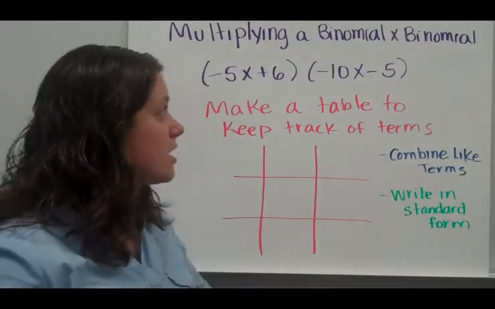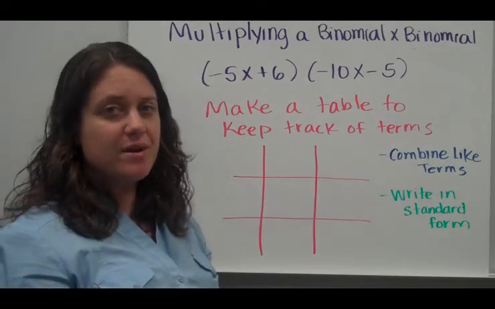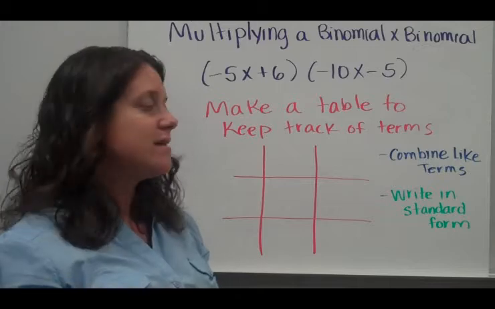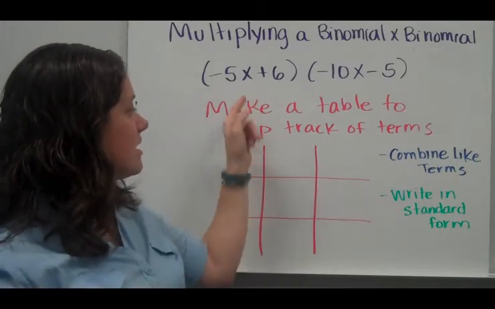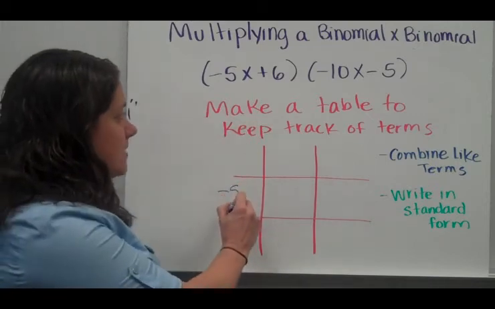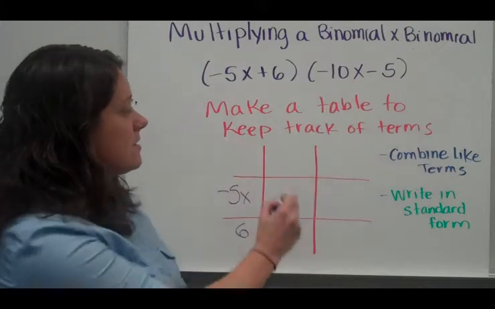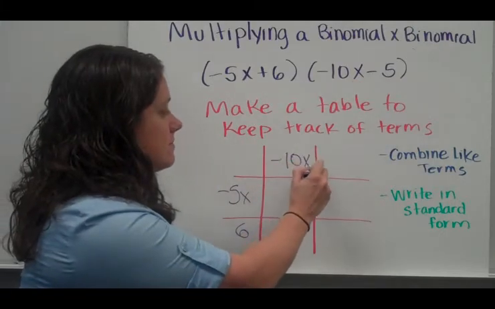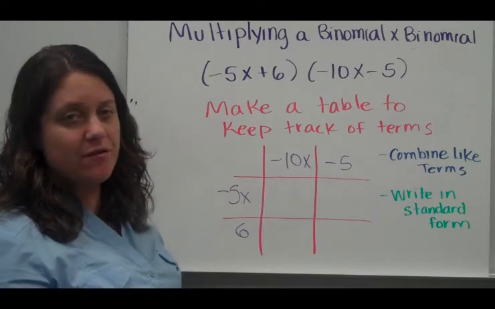Okay, so now let's talk about multiplying a binomial times a binomial. So there's two different methods. The first method is making a table. So if you make a table to keep track of all your terms, you can write these two terms at the side of your table here, and then these two terms at the top of your table. Okay, and then all you're going to do is multiply and fill in the table.